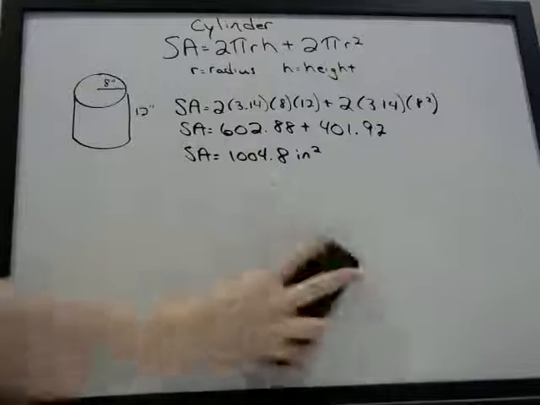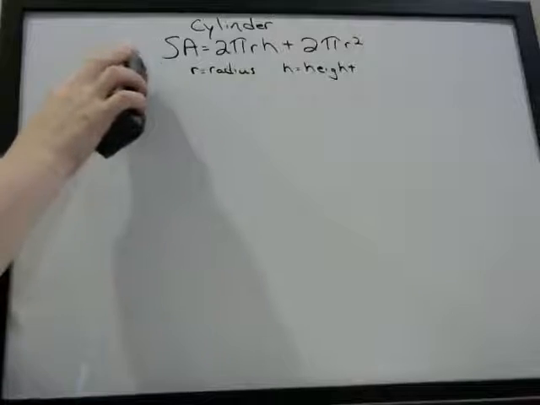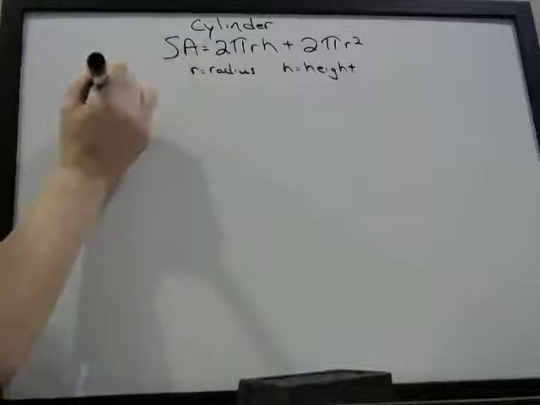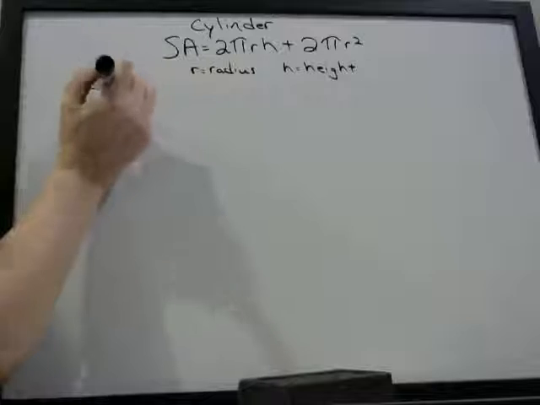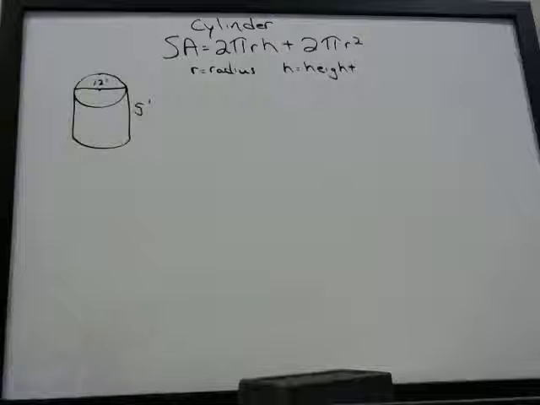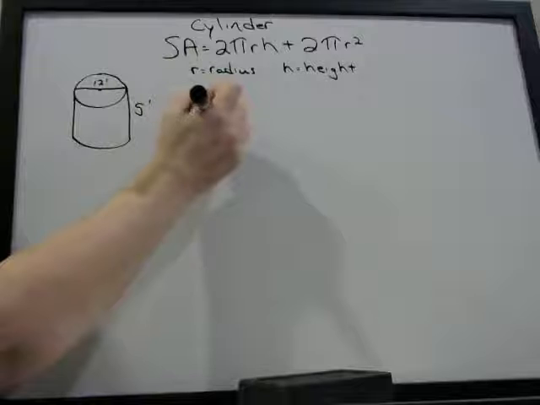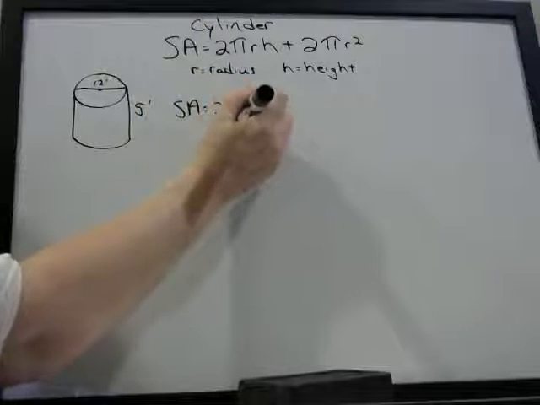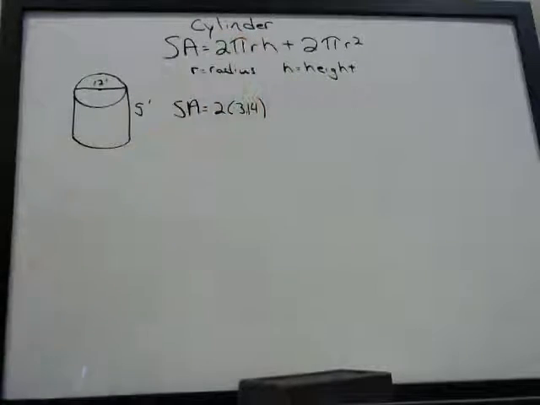Let's do another problem. Let's say this time they give you a cylinder, but they give you the diameter. And let's say the diameter is 12 feet and the height is 5 feet. What's the surface area? So again, go to the formula sheet, plug in the numbers that you know. 2 times pi, let's use 3.14, we'll say it's not left in terms of pi, times radius.